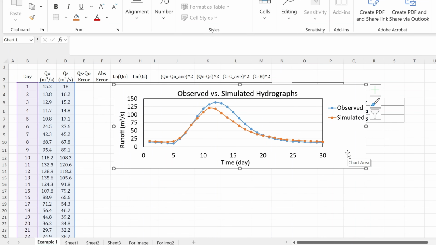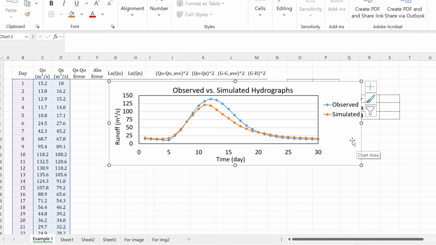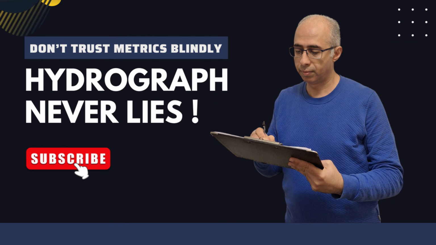Well, our example is a 30-day hydrograph. You can see the observed versus simulated here. Generally, we start with the visual inspection. We have a dedicated video about it. That's generally our first step. I invite you to watch that if you haven't yet.